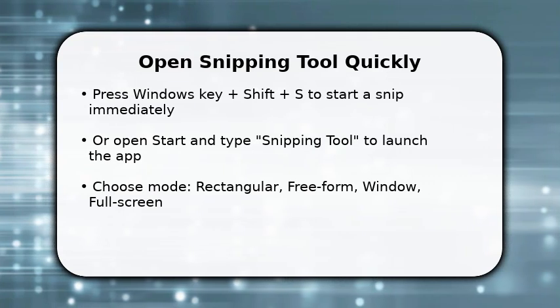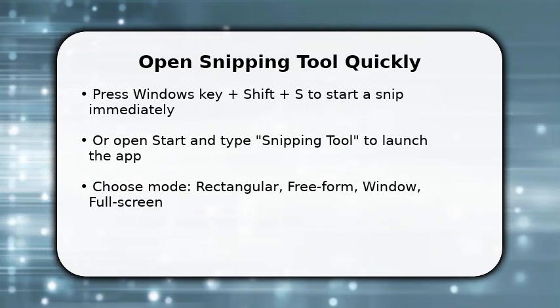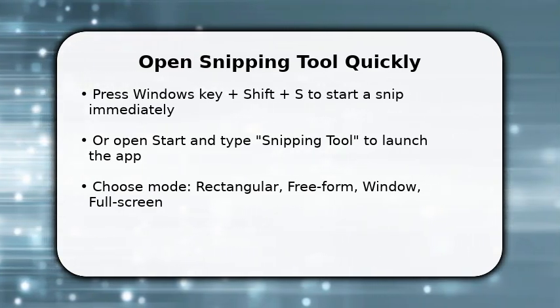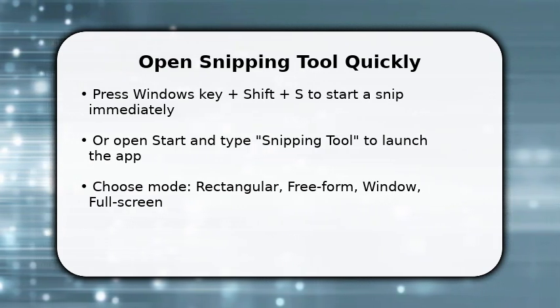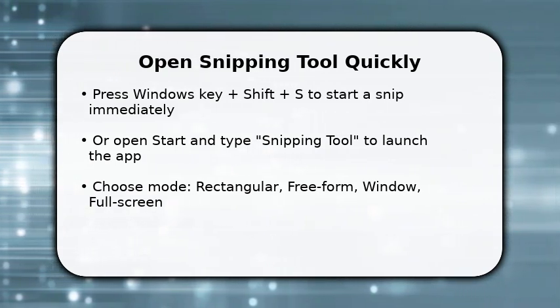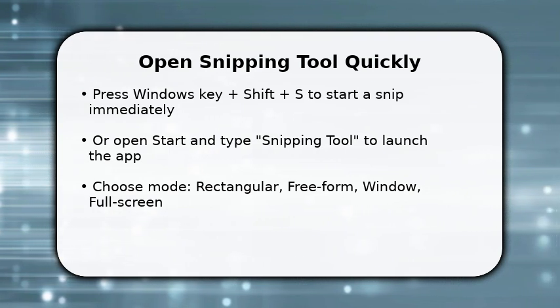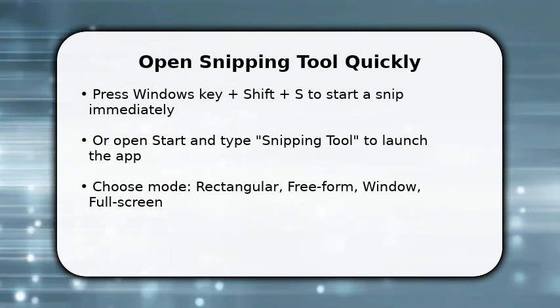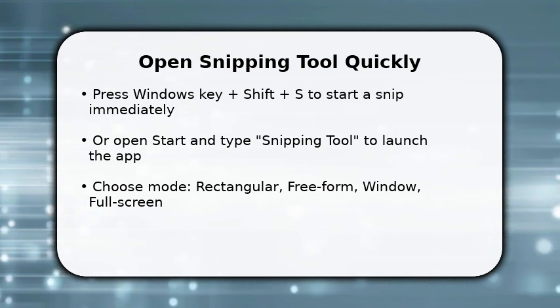You begin by opening the Snipping Tool so you can capture exactly what you need. Press Windows key plus Shift plus S to start a snip instantly. This is fastest for ad hoc grabs. If you prefer the app, open Start and type Snipping Tool, then press Enter to open its window and options.